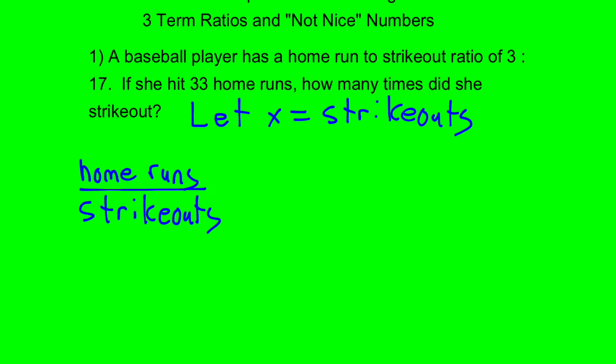And now we want to look for our numerical ratios. And in the problem, this one stands out pretty well. The home run to strikeout ratio in this problem is 3 to 17. And then for our second ratio to complete the proportion, we would put x as strikeouts on the bottom, because that's where strikeouts go in this comparison, and 33 home runs on top.